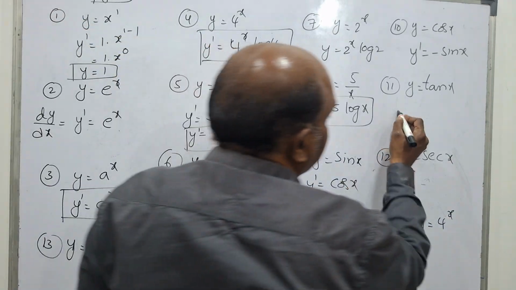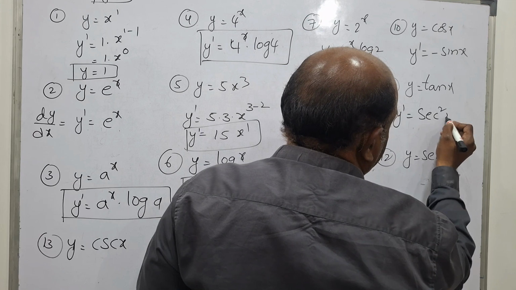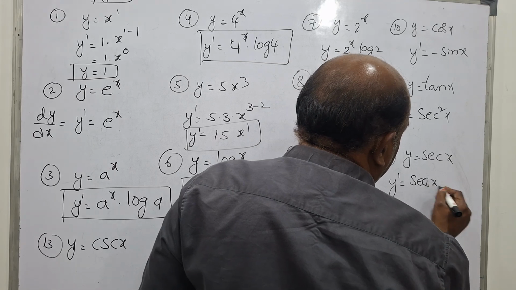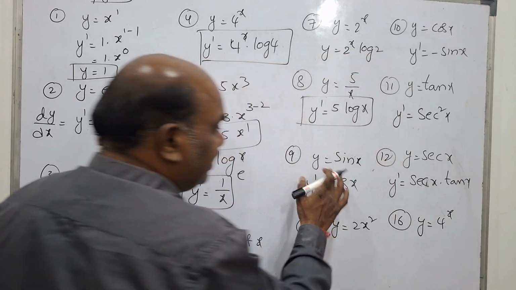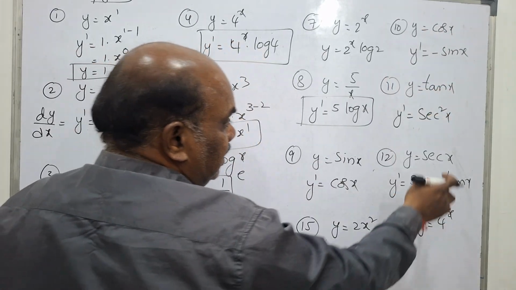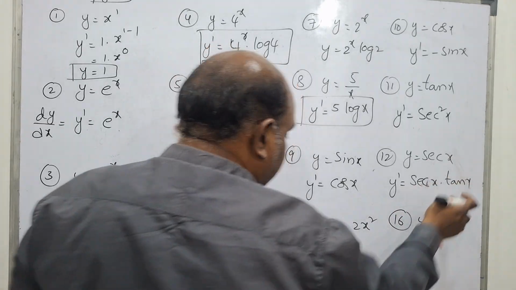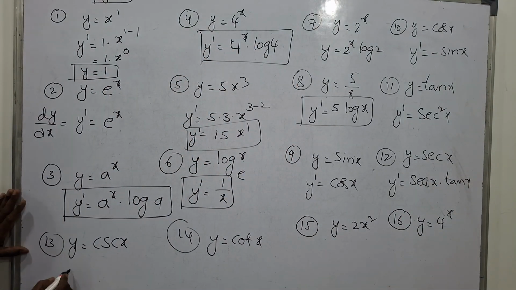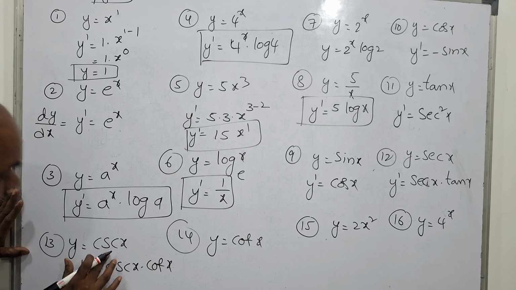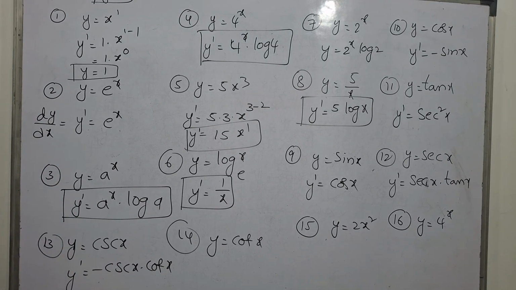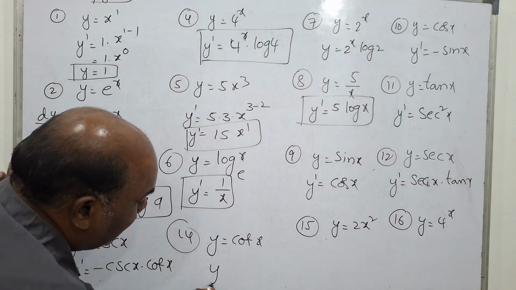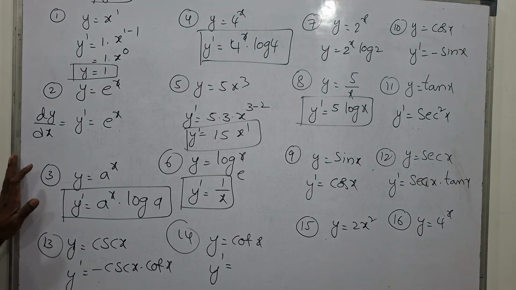Tan x gives secant square x. Secant x gives secant x into tan x, beta. Once again: sin x differentiation cos x, cos x minus sin x, tan x secant square x, secant x secant x into tan x. Now cosec x: since it starts with co, minus cosec x into cot x, beta. Cot x again starts with co, so cot x differentiation is minus cosec square x.